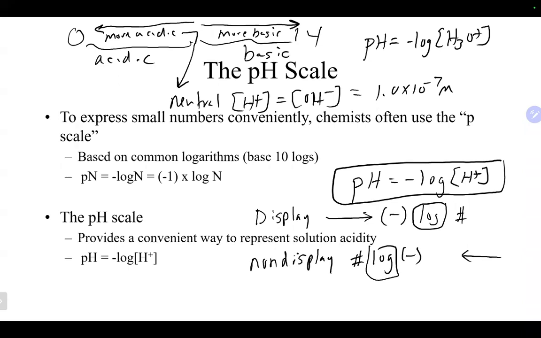If you're not sure what type of calculator you've got, hit log. If it says log, congratulations, you have a display calculator. If it says error, congratulations, you have a non-display calculator. So if you hit log, it'll either say log or say error, and I'll tell you which one you have in that case.